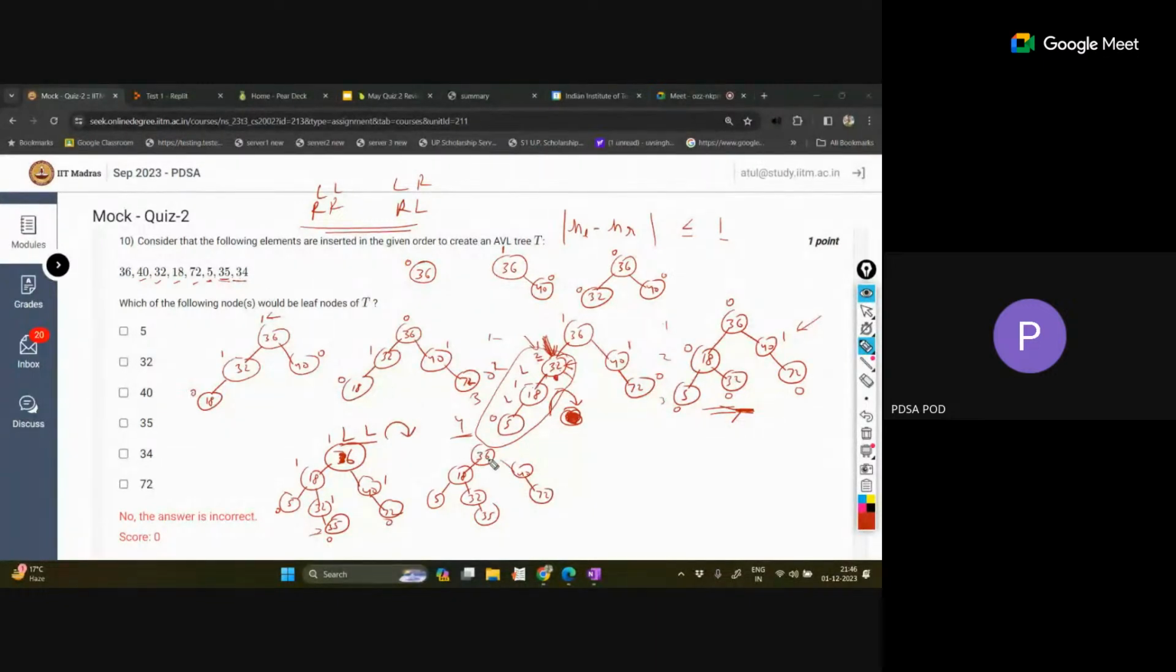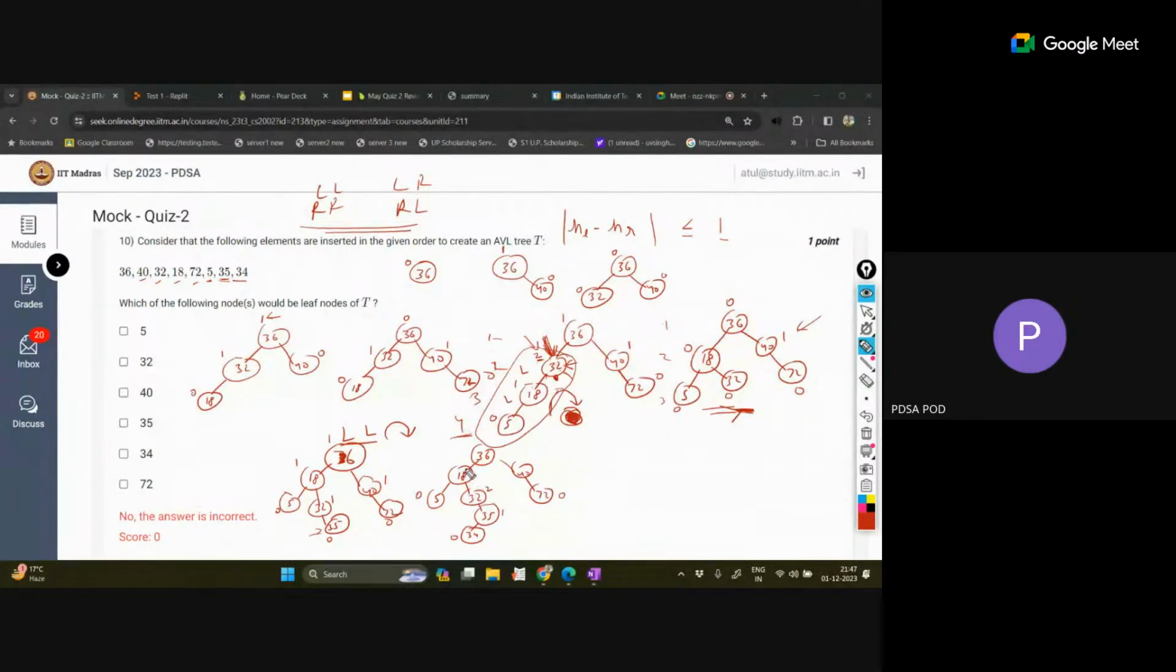34 is smaller than 36, move to left, greater than 18, move to right, greater than 32, move to right, smaller than 35, move to left. So 34 will be added here. Now calculate the balance factor: 0 for this, 0 for this, and 0 for this. For 35, 1 on the left, so 1 minus 0, 1. On 32, the longest path is right side 2 and left is 0, so 0 minus 2, 2.